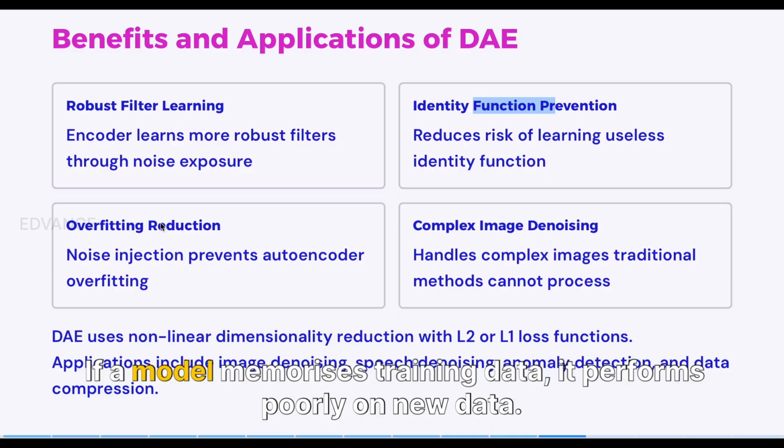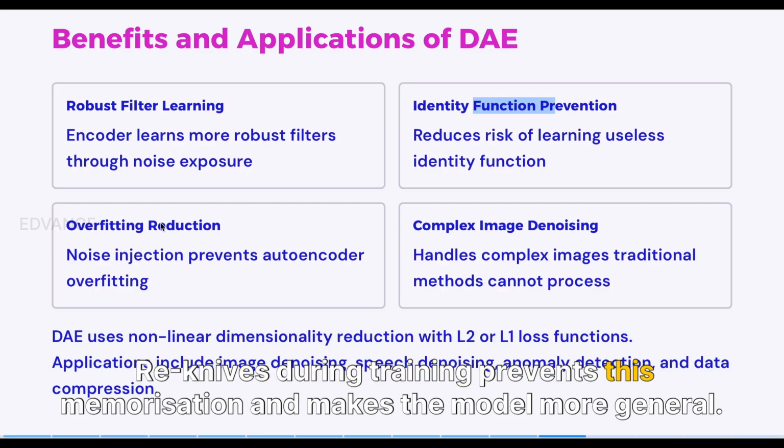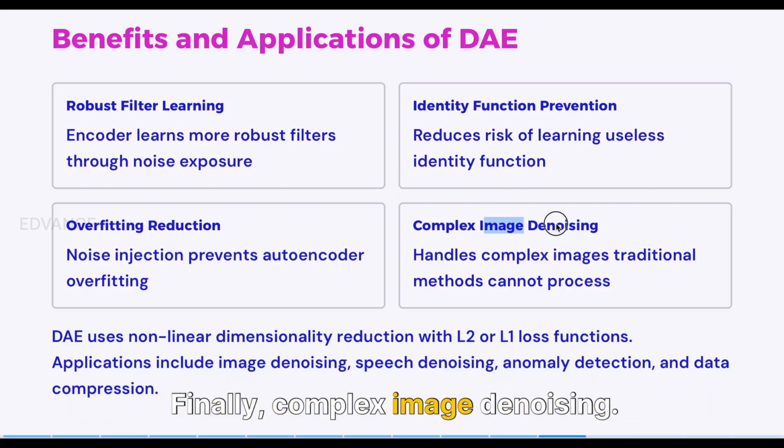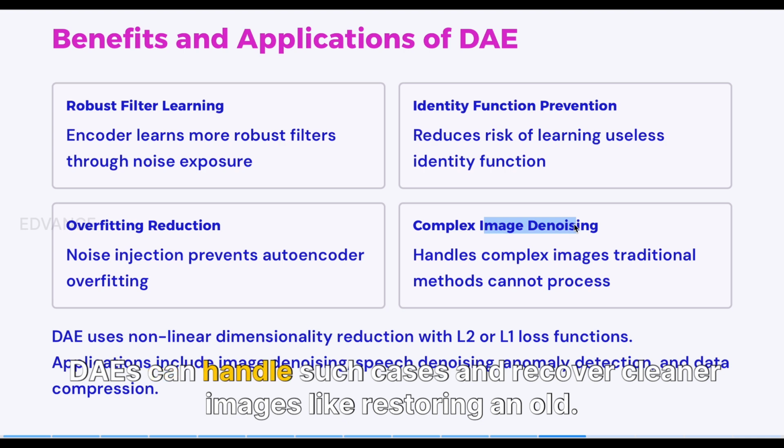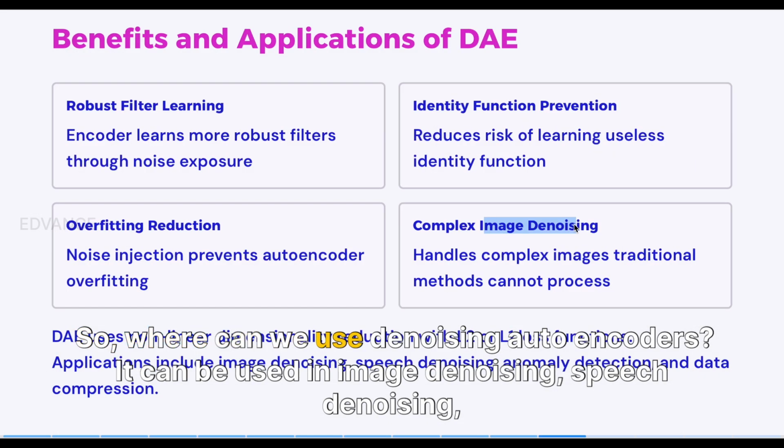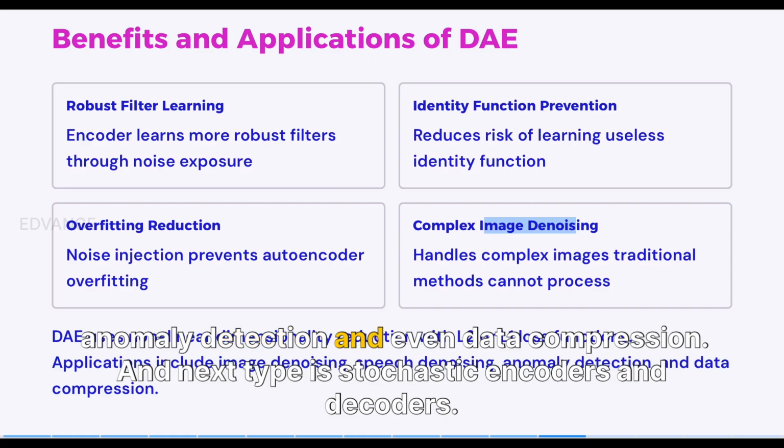If a model memorizes training data, it performs poorly on new data. Adding noise during training prevents this memorization and makes the model more general. Finally, complex image denoising. Traditional filters fail when images are very noisy or complicated, whereas DAEs can handle such cases and recover cleaner images, like restoring an old photo. So, where can we use denoising autoencoders? It can be used in image denoising, speech denoising, anomaly detection, and even data compression.